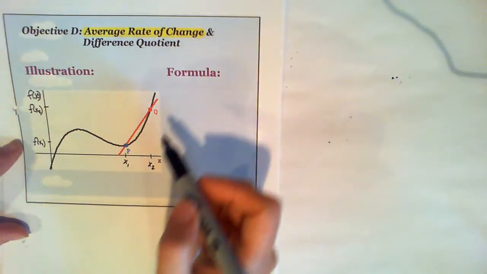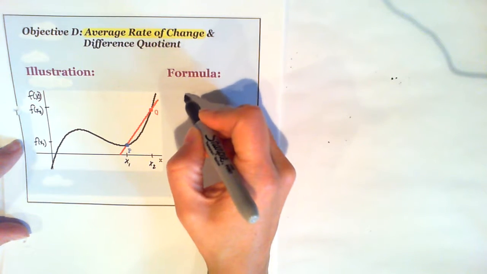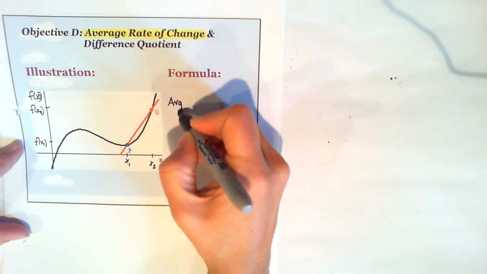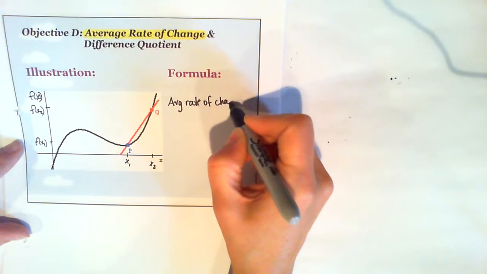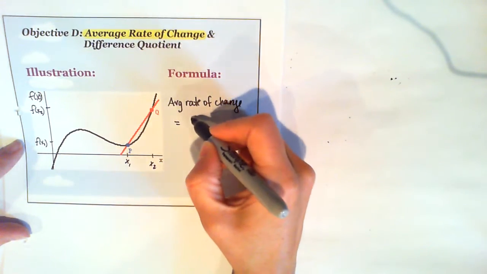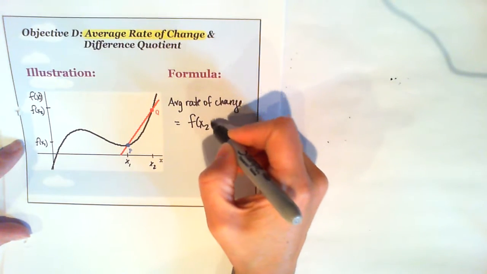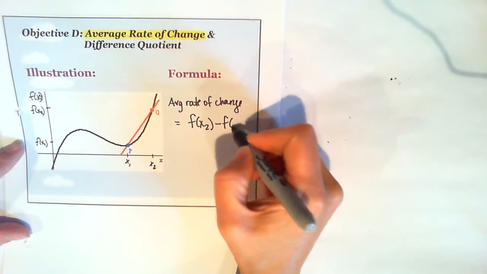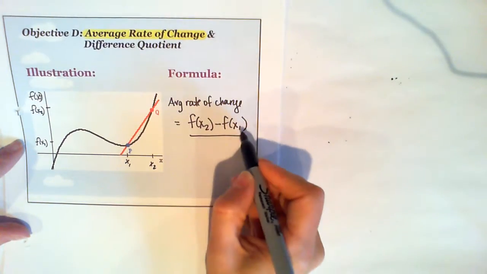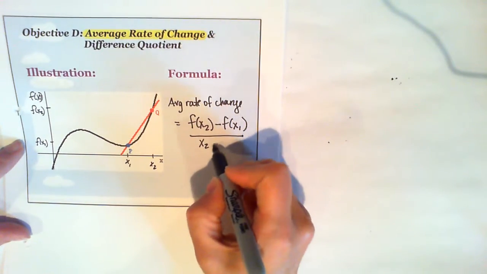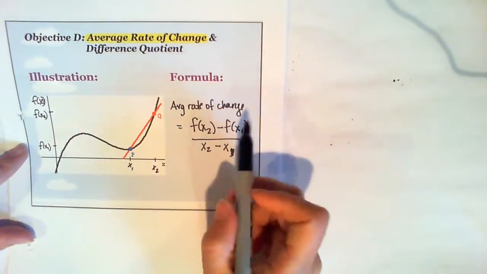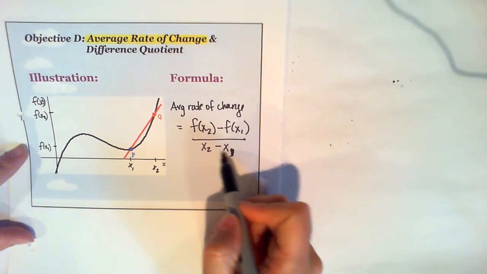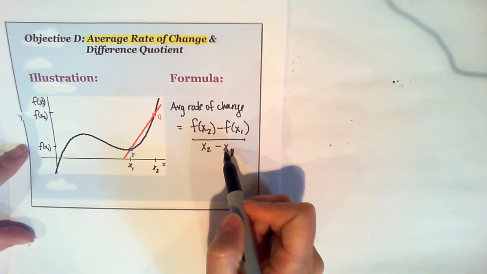Okay, so our formula for the average rate of change is f of x2 minus f of x1 over x2 minus x1, which is really like the slope formula. Your slope formula is a change in y's over the change in x. So we're basically using the slope formula and we're just putting it in terms of a function.